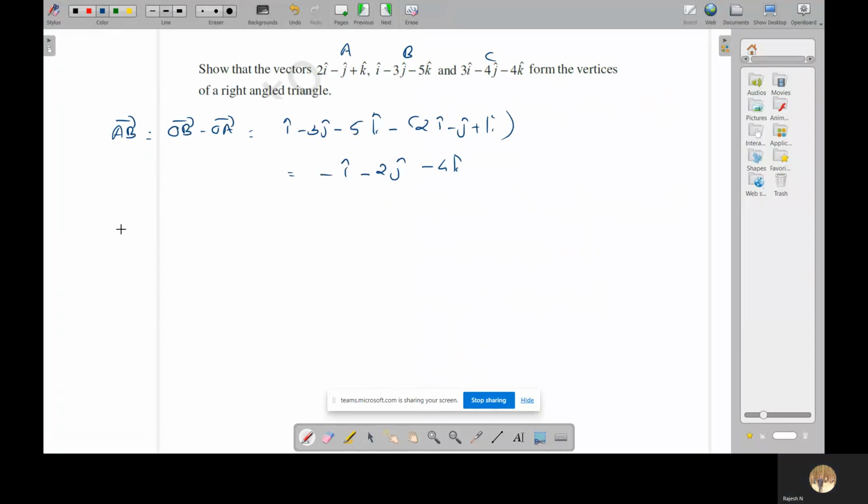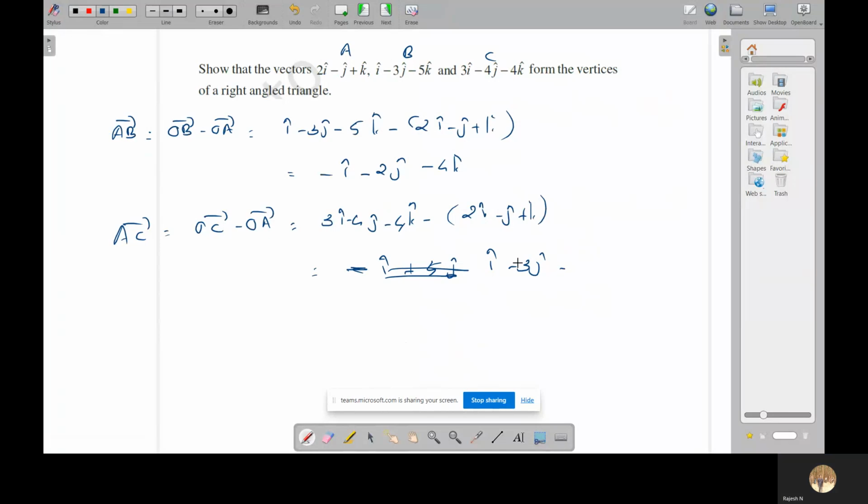AC. Now what is AC? AC is equal to OC minus OA. OC minus OA is what? OC minus OA is 3I cap minus 4J cap minus 4K cap minus 2I cap minus J cap plus K cap. So what is it? I cap minus 3J cap minus 5K cap.